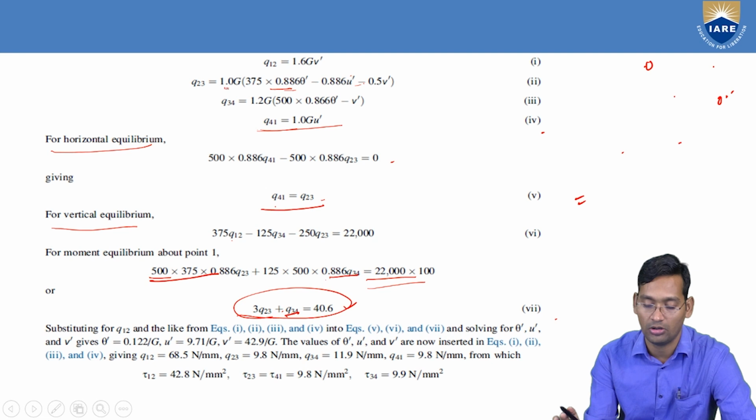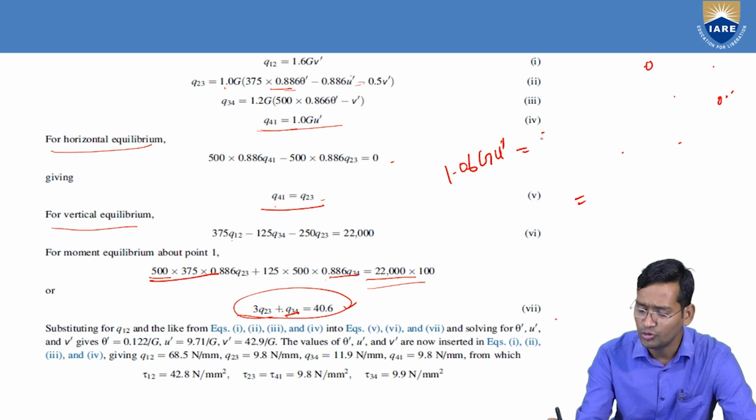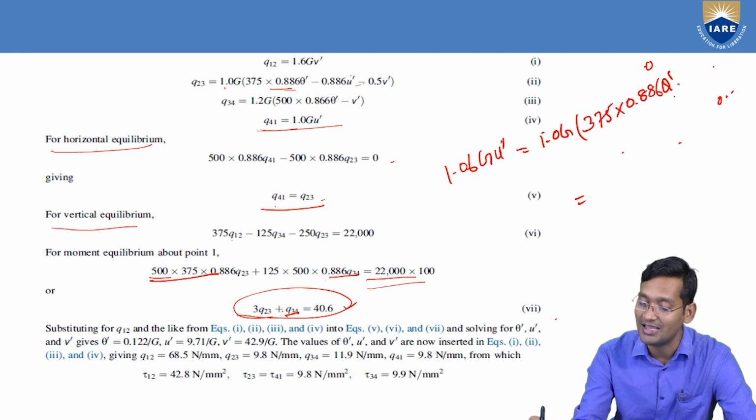Directly we can add that earlier also. Or just let's substitute once again. So Q41 is 1.0 GU dash, right? That is equals to what? Q23 is 1.0 G into 375 into 0.886 theta dash minus 0.886 U dash minus 0.5 V dash. So this will be our one equation.